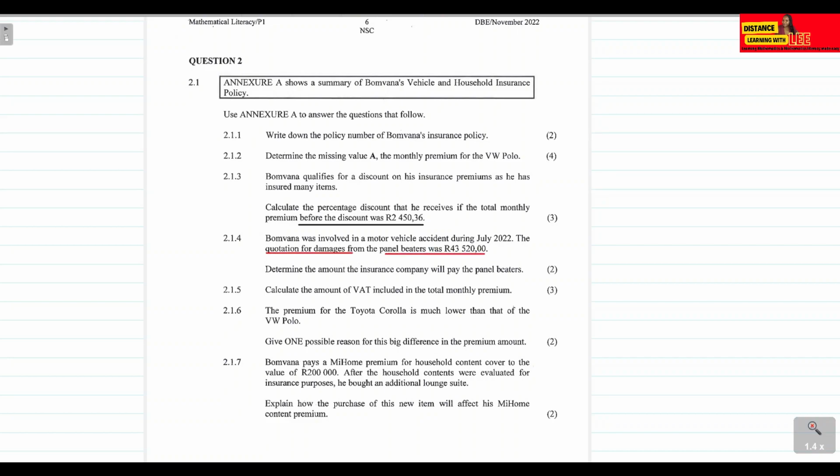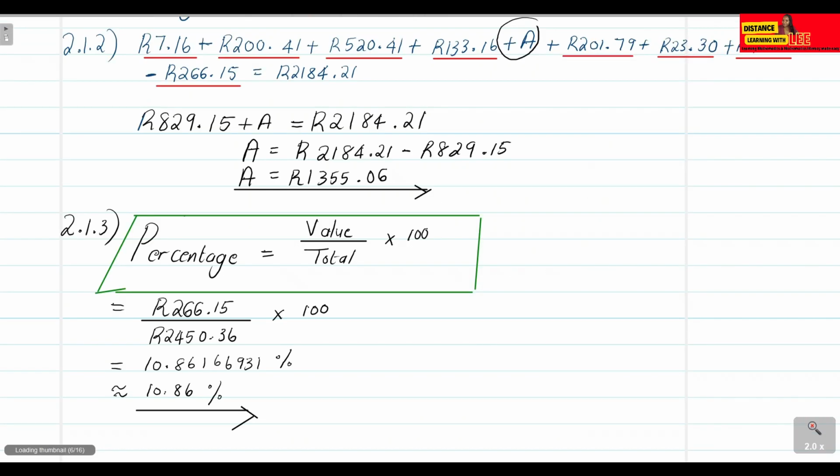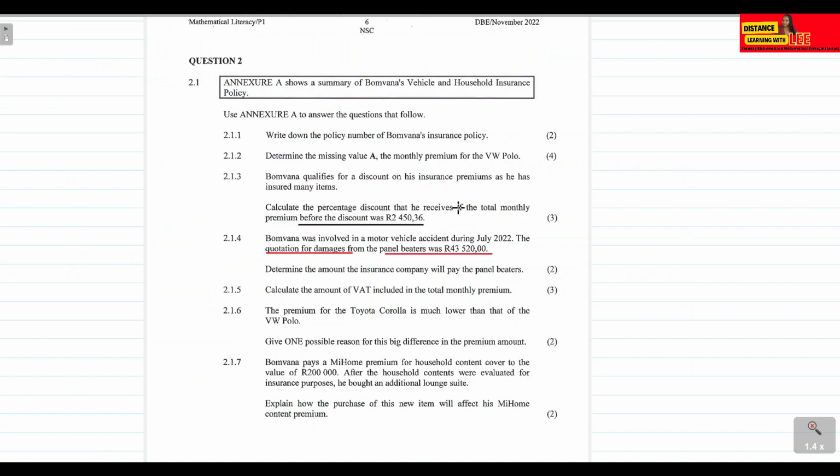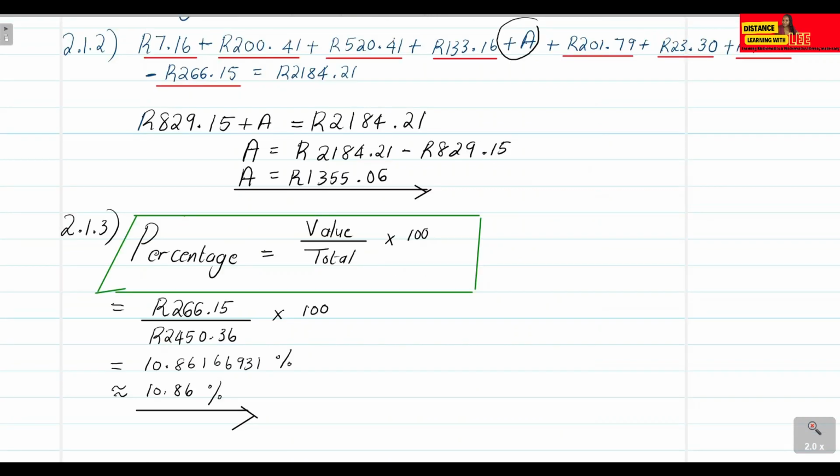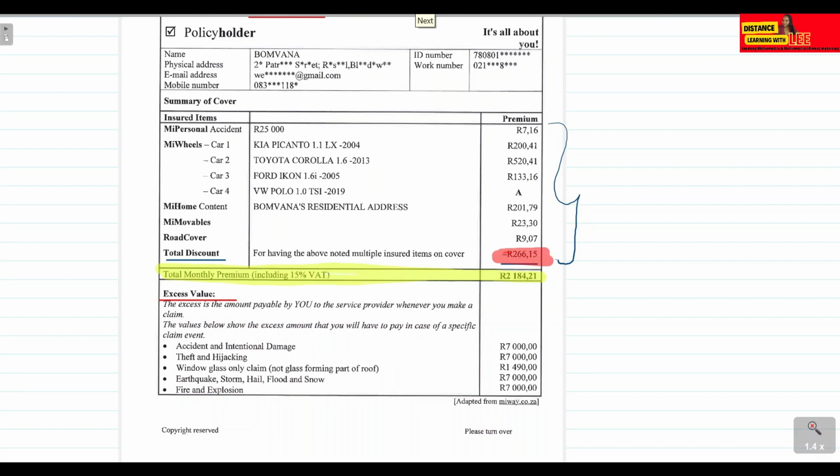Because we are told that Bomvana was issued with a quotation for damages from the panel beaters of 43,520, how much will the insurance policy actually pay? The insurance policy is not going to pay that 43,520. They are going to pay this amount minus the excess that Bomvana needs to pay his insurance company. So we need to determine what the excess is that Bomvana needs to pay to his service provider.